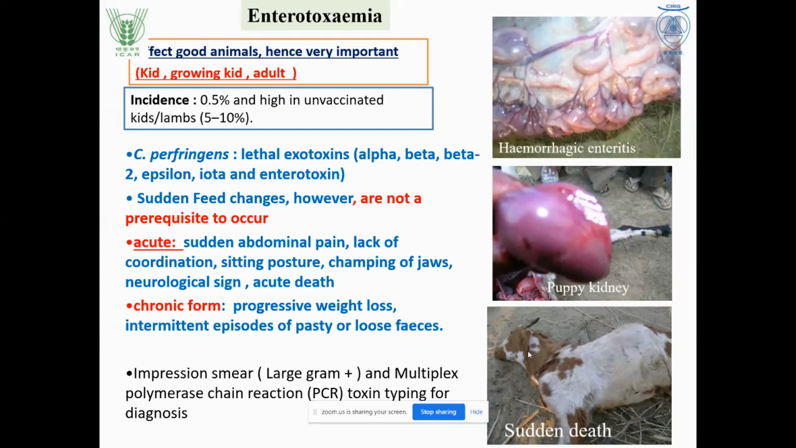There are different types of clinical symptomatology. In acute cases, there is sudden abdominal pain, lack of coordination, and acute death. In the chronic form, there is chronic diarrhea and progressive weight loss. Generally, this chronic form is neglected by professionals, so you need proper attention to diagnose the disease by different approaches. Impression smear is dominated by a large number of gram-positive organisms, and multiplex PCR, diagnosing the toxins especially, is an important diagnostic approach.